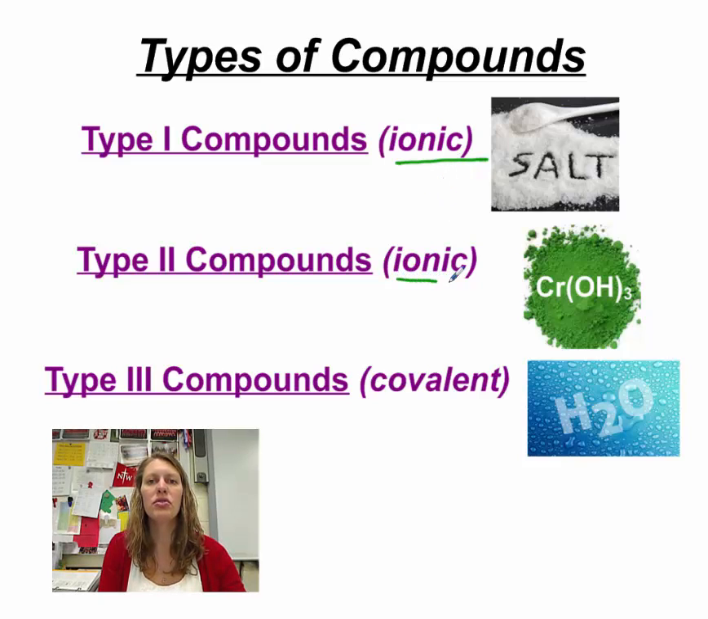Compared to type 2, which is still ionic. However, it can form multiple types of cations because it can have a couple different charges. For example, in this chromium 3 hydroxide, chromium is a cation that can be a +3 charge, or it can have other charges as well, like a +4 charge. And then type 3 compounds are going to be covalent compounds. So covalent is going to be two nonmetals bonded together, unlike ionic, which is a metal and a nonmetal.